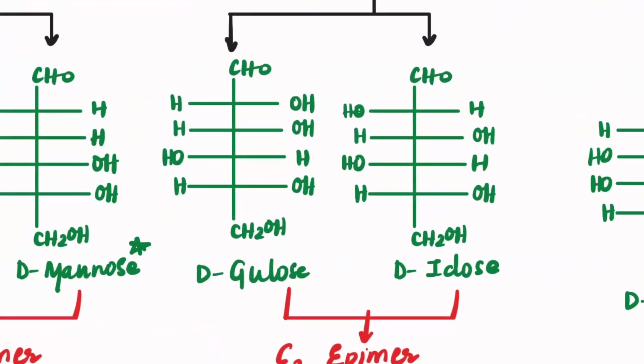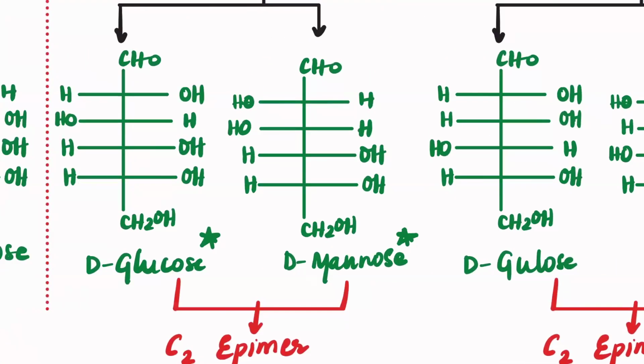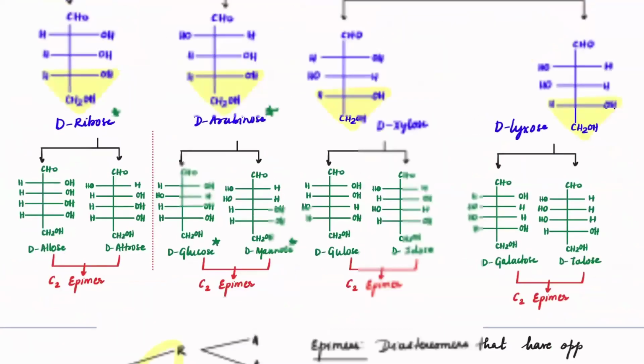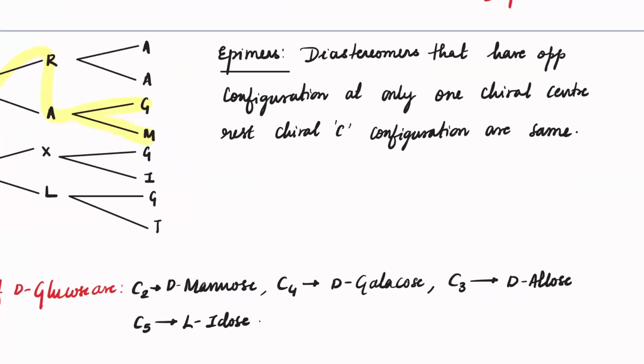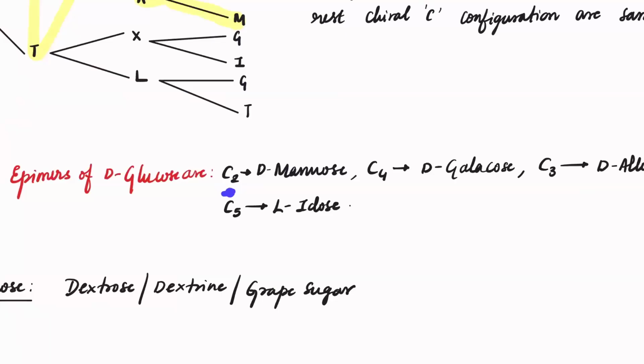For example, take glucose and mannose. Glucose, check out OH, OH, OH, OH, OH, OH. Everything is the same so far. Only one change: this is on the right hand side, while in mannose it is on the left hand side. So only at this location did the configuration change, and the rest is everything the same. If the configuration is changed only at one location, then we call those two molecules epimeric pairs or epimers.